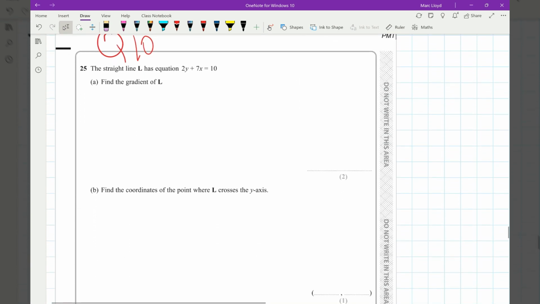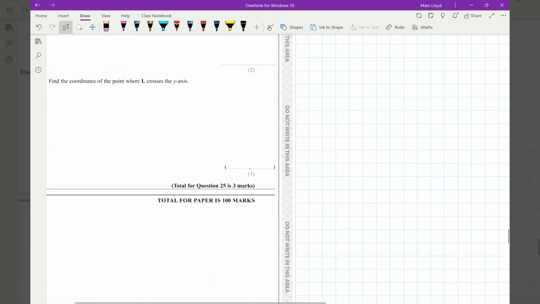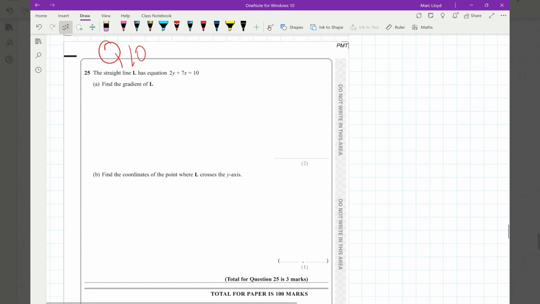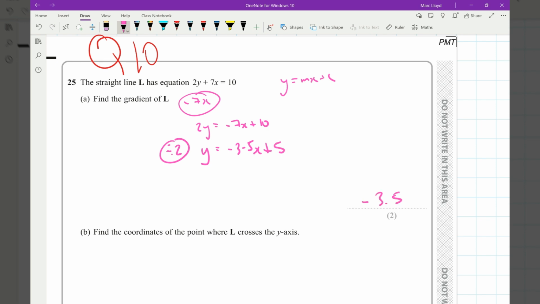Right, question 10. Oh, I love this. For a straight line graph, we need the format to be y equals mx plus c in order to be able to work out the gradient, work out the y-intercept. So we need to rearrange it. So first of all, we take away 7x from both sides. 2y is equal to negative 7x plus 10. Then we need to divide throughout by 2. y equals negative 3.5x plus 5, and therefore the gradient is negative 3.5.